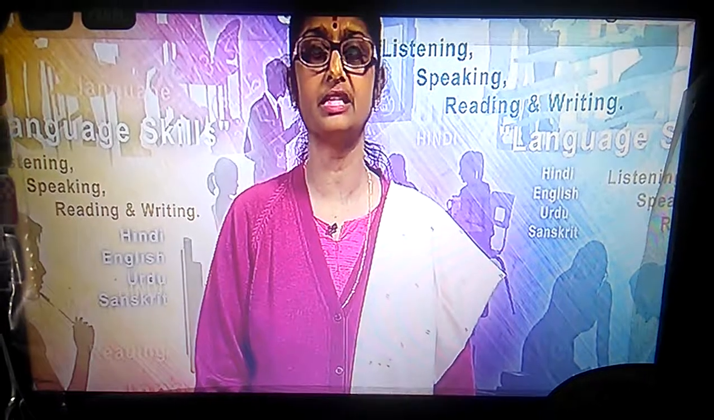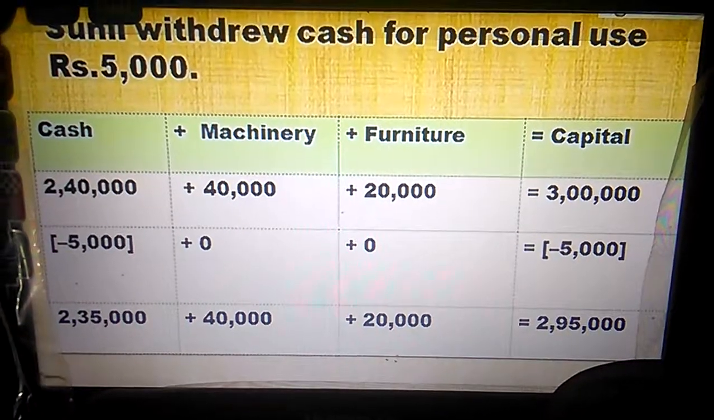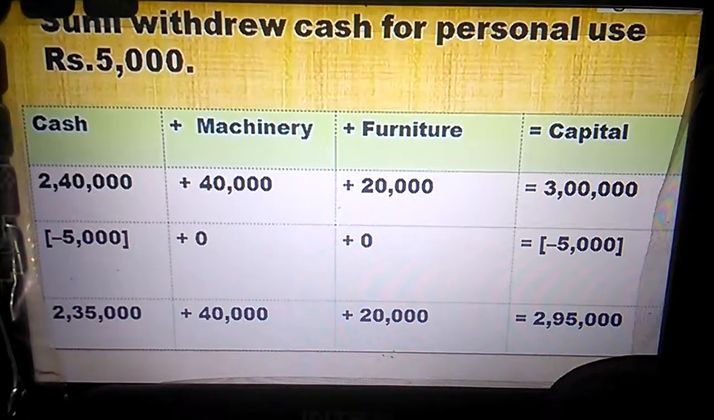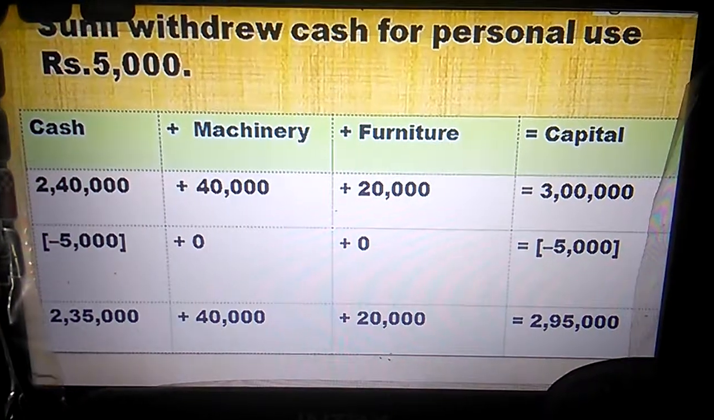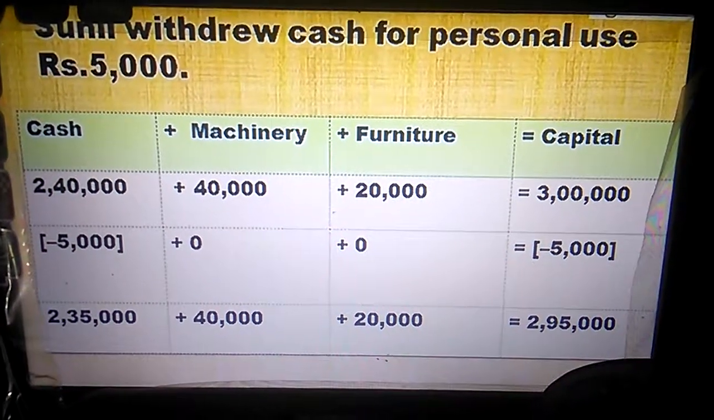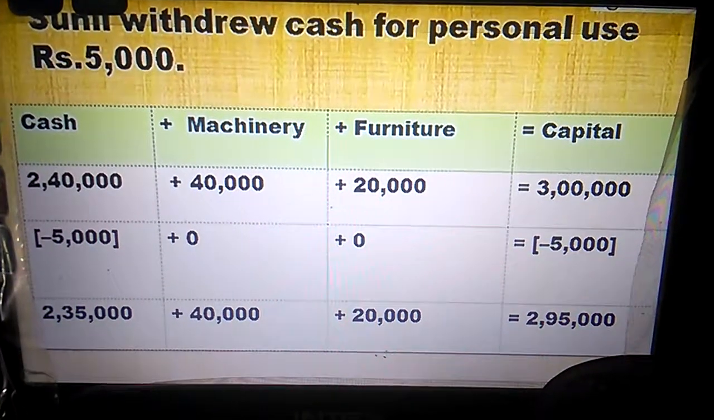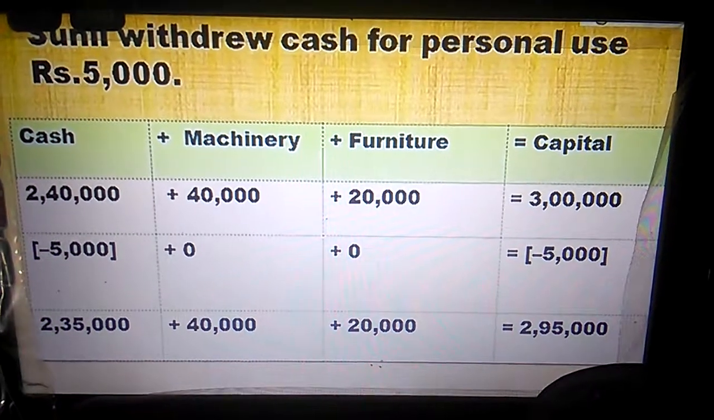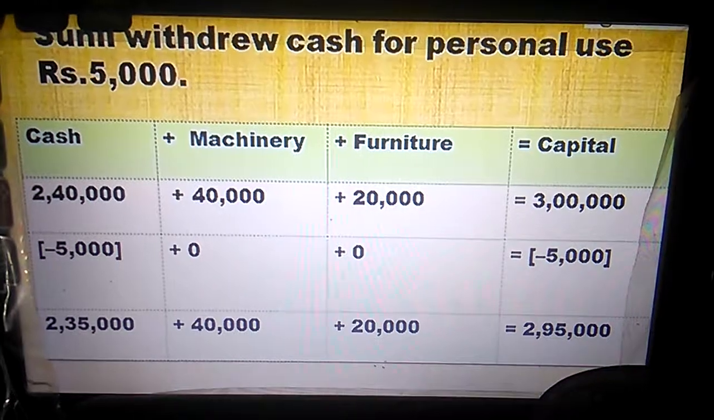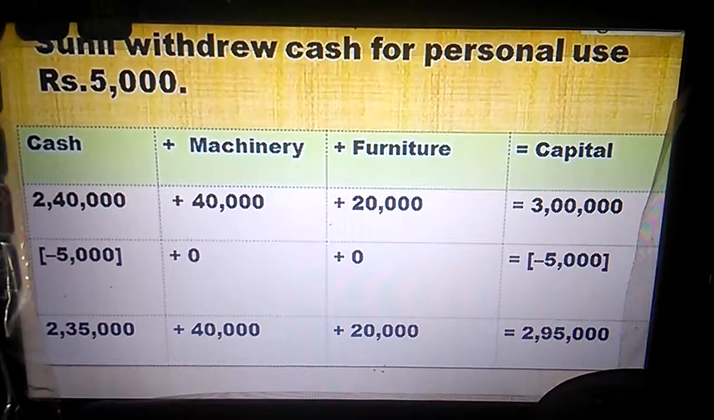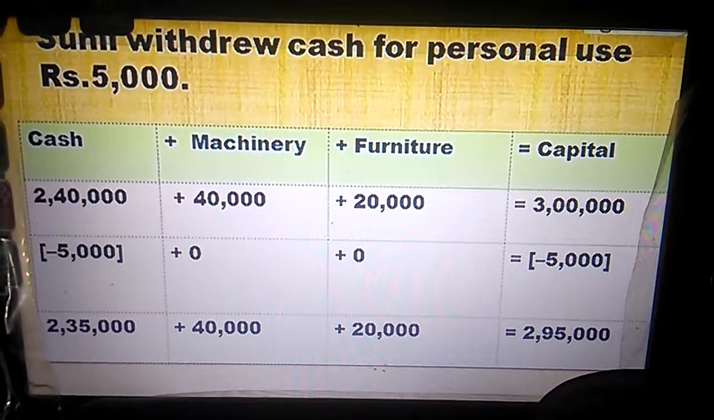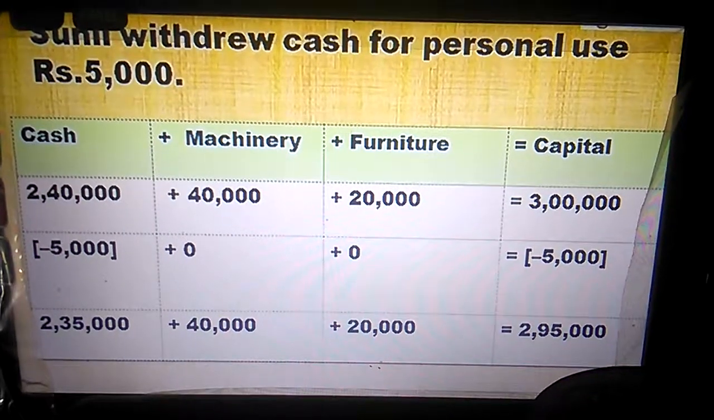Here is another transaction. Sunil withdrew cash for personal use, rupees 5,000. Earlier, the accounting equation was 2,40,000 cash, machinery 40,000, furniture 20,000 and capital of 3 lakh. When cash is withdrawn for personal use, that is drawings. So, cash of 5,000 is going from the business, and it is going from the capital. So, in the cash column, you have to deduct 5,000 because cash of 5,000 is going. In the capital, it is in the form of drawings from the business. For personal use, this money is going. So, minus 5,000 in the capital column.